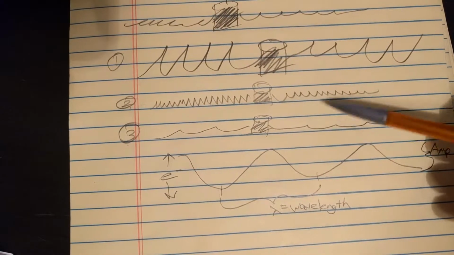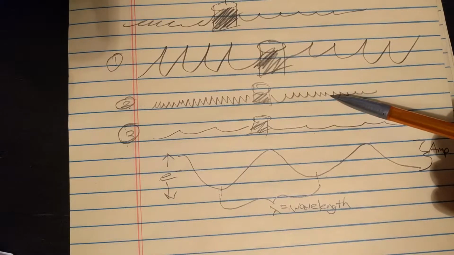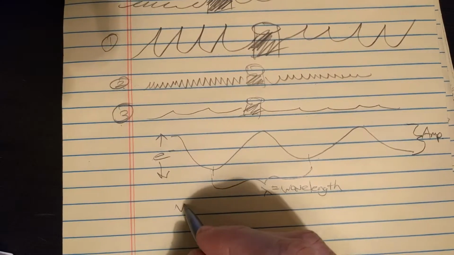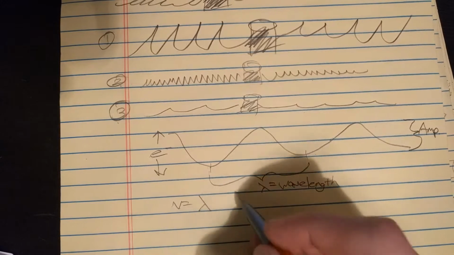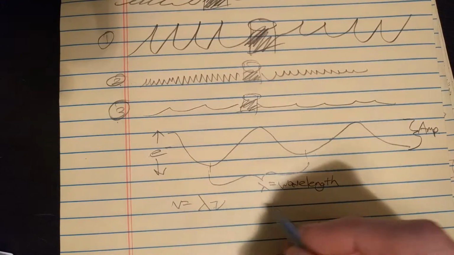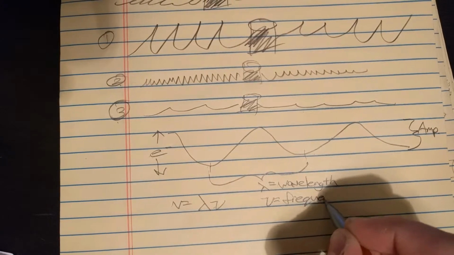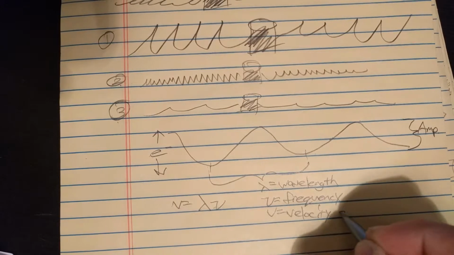So now, compare 2 and 3. Notice when you have a high frequency, you have a small wavelength, and vice versa. That's because the speed of a wave, the velocity v, is the wavelength times the frequency nu. So nu is the frequency, v is the velocity of the wave.